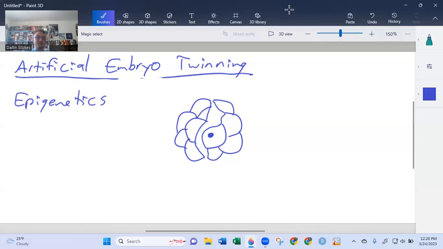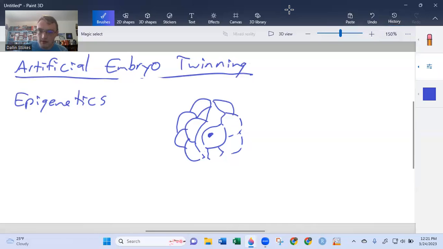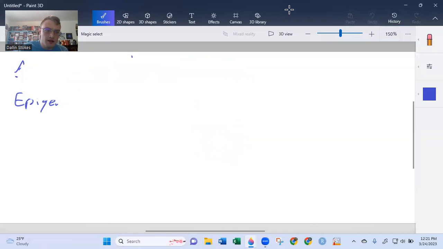Again, there could just be some people that are really brave and want identical twins. I don't know, but those are applications for artificial embryo twinning. Now, let's talk about the other type of whole organism cloning here. And that one's called somatic cell nuclear transfer. Kind of a mouthful here.